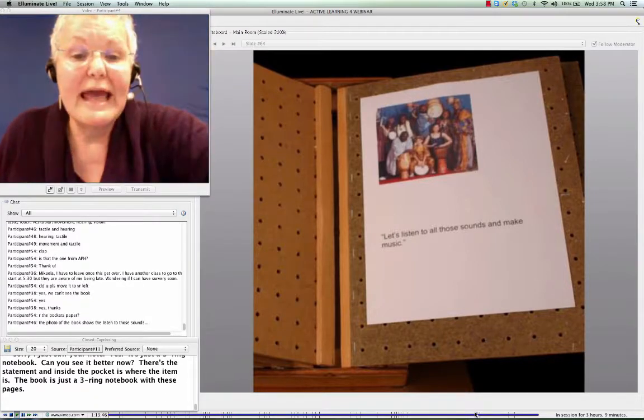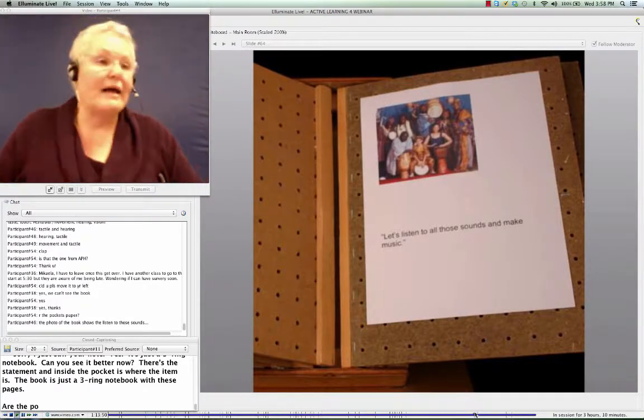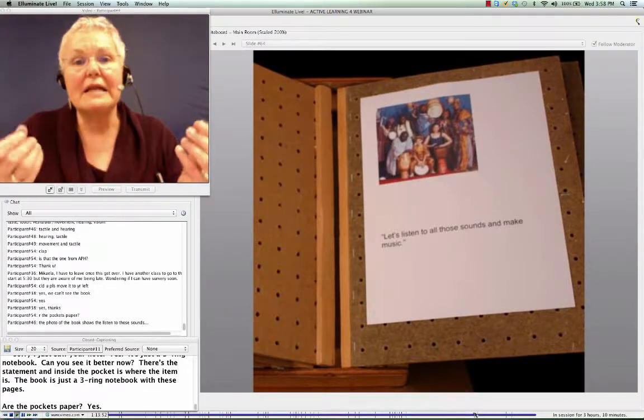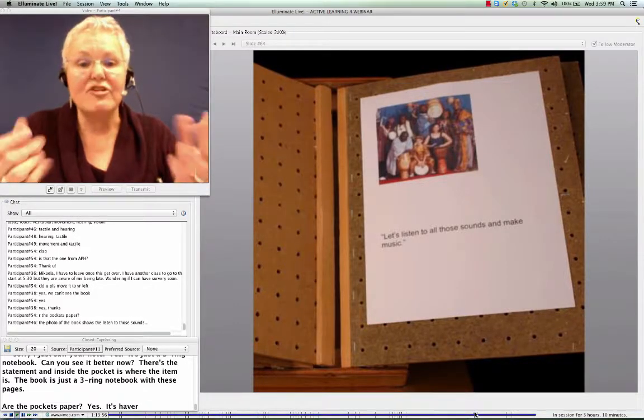Are the pockets paper? Yeah, it's that heavier paper. It's not quite manila, like manila folders, but it's almost that heavy. And you can get like a pack of 10 of those.